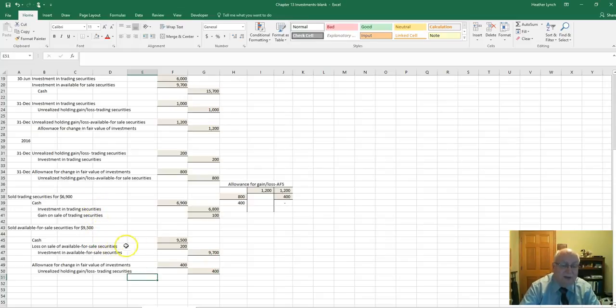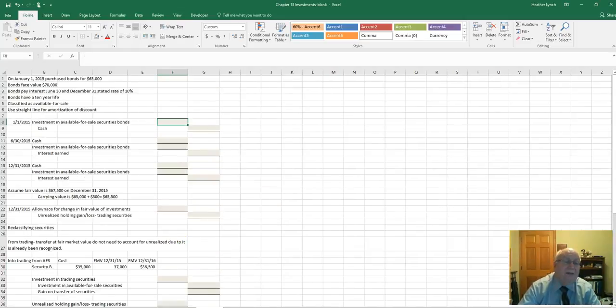That's also the sale of the trading securities and the sale of available for sale securities. Trading securities, you look at your balance that's in the account. Available for sale, you always take it out at cost, and what you sold it for is the difference in gain or loss. And then you close out the allowance account and the unrealized holding gain or loss account. Okay. Next one we have is on the next page.